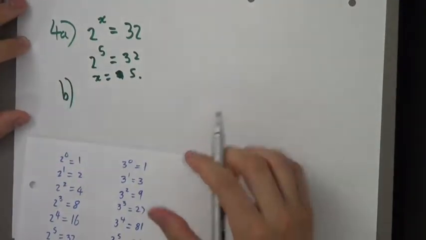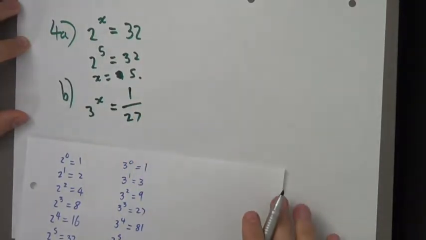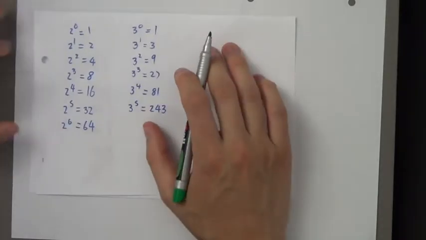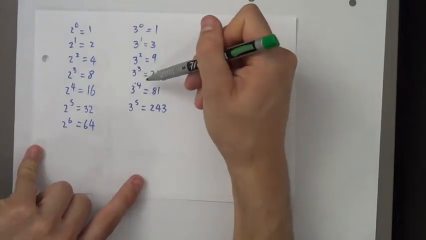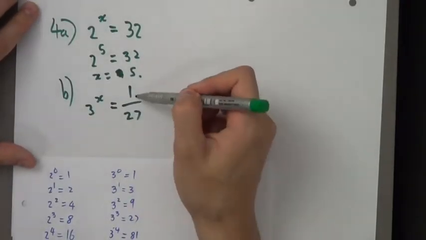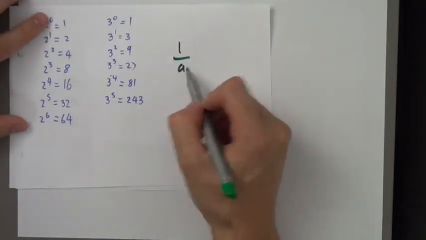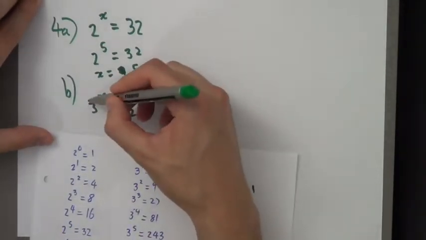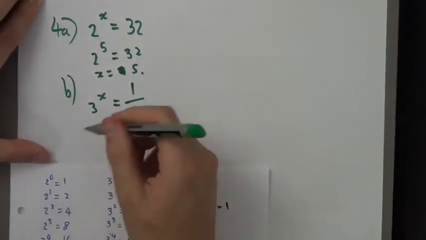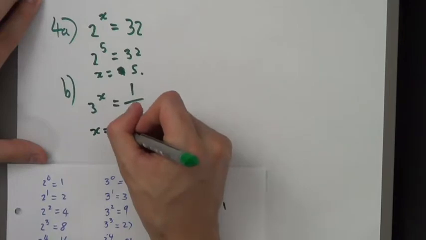What about B? This time it's 3 to the power of x is equal to 1 over 27. So let's have a look at our table here. Can we see a 27? Yes, 3 to the power of 3. However, it's 1 over 27. And what was that rule that I said? 1 over a is equal to a to the minus 1. So instead of x being 3, we just need to put a minus there to make this work out. So therefore, x is actually minus 3.